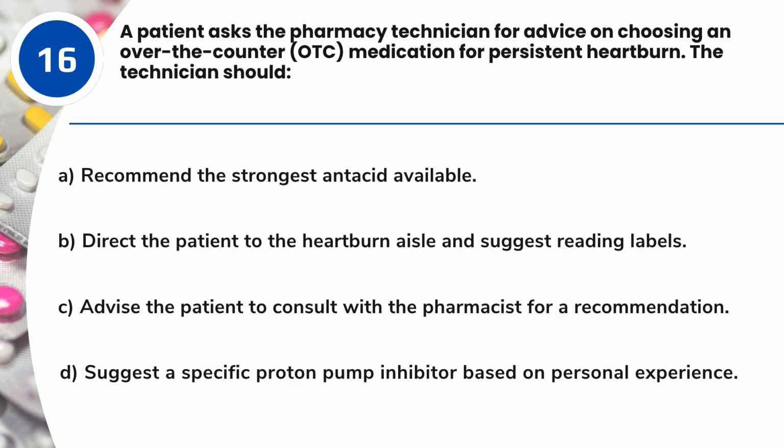Question 16. A patient asks the pharmacy technician for advice on choosing an over-the-counter, OTC, medication for persistent heartburn. The technician should A. Recommend the strongest antacid available. B. Direct the patient to the heartburn aisle and suggest reading labels. C. Advise the patient to consult with the pharmacist for a recommendation. D. Suggest a specific proton pump inhibitor based on personal experience.